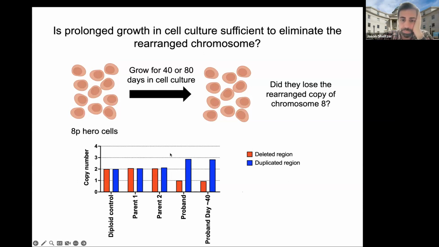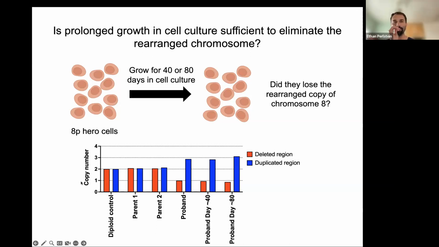and the duplicated region, and there was no change here. They still had 1 copy of this deleted region and 3 copies of this duplicated region. We grew them for an additional 40 days, a total of about 80 days, and things were unchanged. They had a single copy of this deleted region and 3 copies of this duplicated region. And so this suggests that unlike the case of Down syndrome and unlike the case of Edwards syndrome, just growing these cells in culture is not sufficient to cause the loss of the rearranged copy of chromosome 8p.